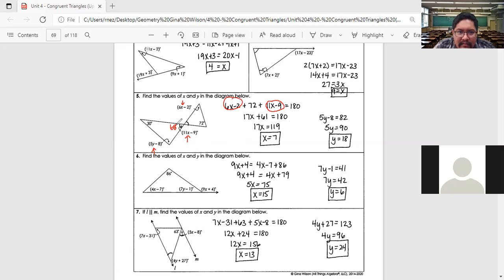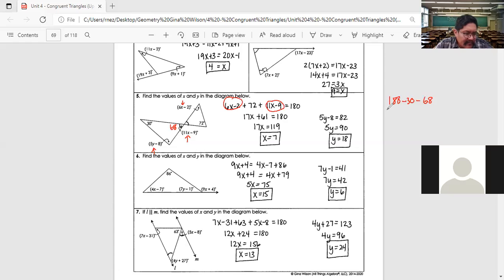And that would mean that these two put together would be, well, actually there's a couple of ways you could do this. But let's see what they did. So they got the 5y minus 8, and they know that this is 82. My guess is that they went ahead and took away 180 minus 30 minus 68.